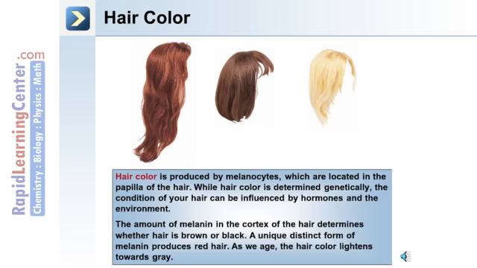Hair color is produced by melanocytes, and these are located in the papilla of the hair in the dermis. Hair color is determined genetically, but the condition of your hair can be influenced by hormones and the environment. The amount of melanin in the cortex of the hair determines whether the hair is brown or black. For red hair, there's a distinct form of melanin that produces the red color. As we age, the hair color lightens towards gray.